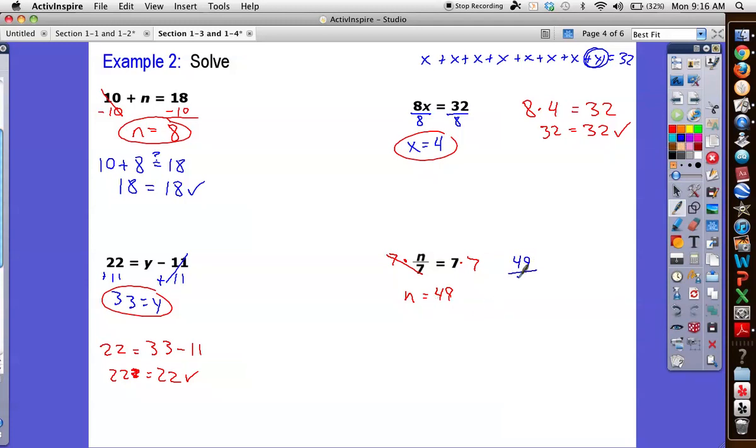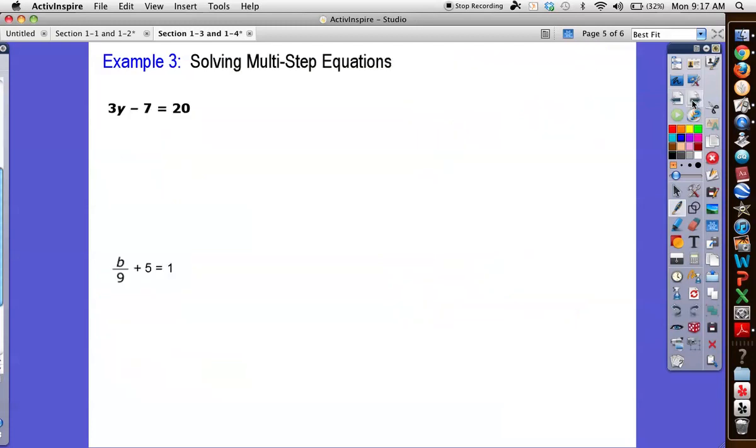There is no reason why you should miss any of these problems if you actually stop and do the math. 49 divided by 7, 7 equals 7. The only way you can possibly miss these is if you don't do the check step. Especially when we get to problems like this.